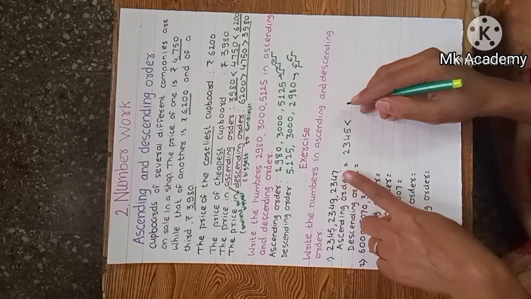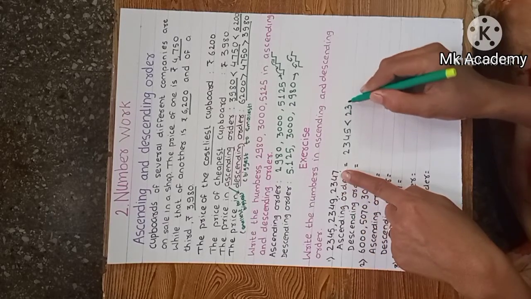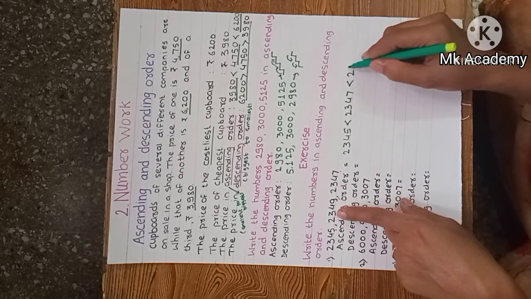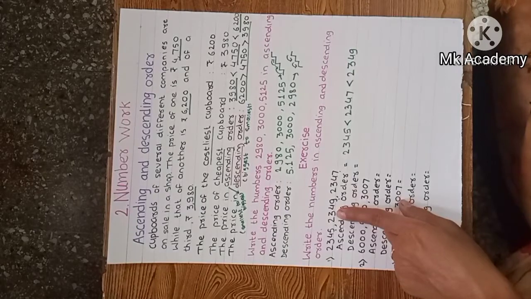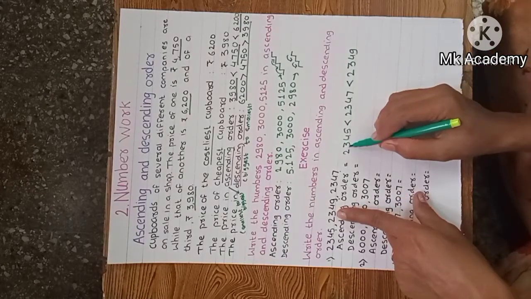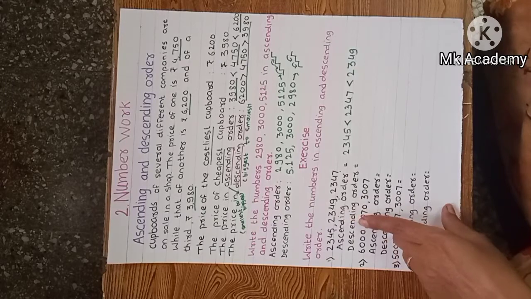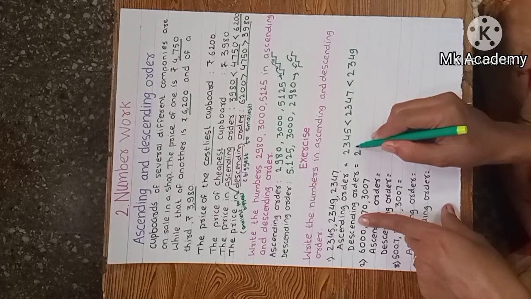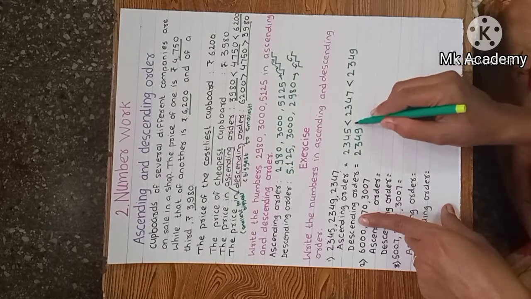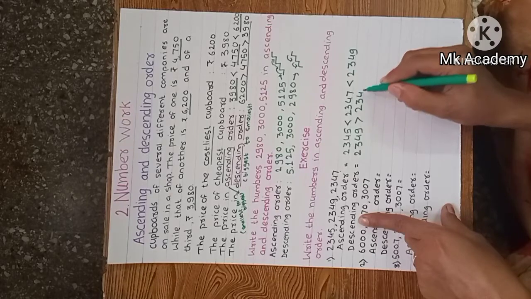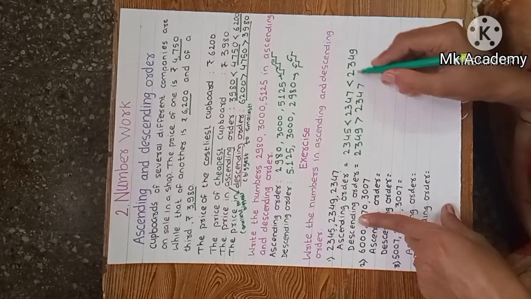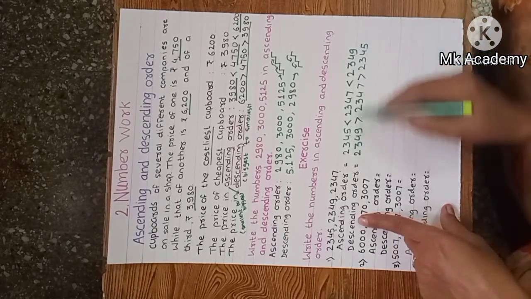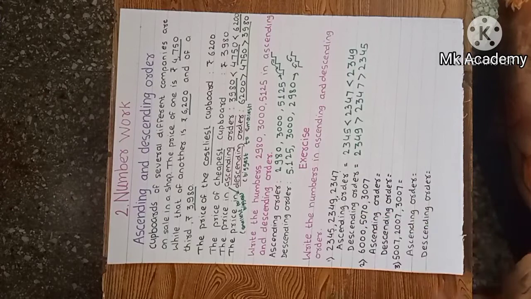Then the smaller one, yes, this 2347, and the biggest number is 2349. This is the biggest number. We can write down from smallest to biggest. Now in descending order, we have to write down the biggest number first. We know that the biggest number is 2349, then 2347, then 2345. This is ascending order and this is descending order.